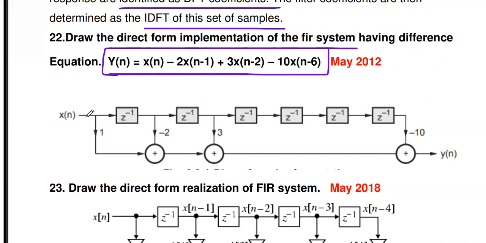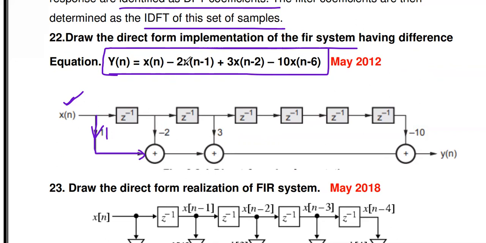Okay. So here you see first this is the input x of n. The y of n is obtained by first x of n. So the x of n is multiplied, this is the multiplier of value 1. The x of n is given to the first adder. Adder means it needs 2 inputs.